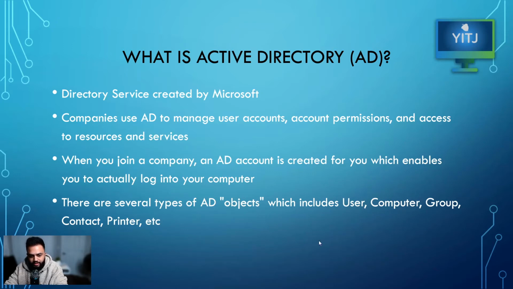Now within AD, they have things called objects. And these objects include user accounts, computer objects, groups, contacts, printers, and a bunch of other stuff too that we're not going to really delve into. So just to summarize, AD is just how a company manages their domain, the accounts associated with that domain, and access to different resources and services.